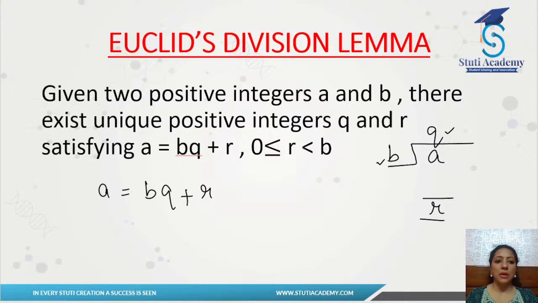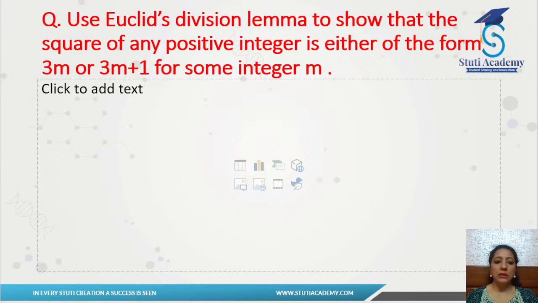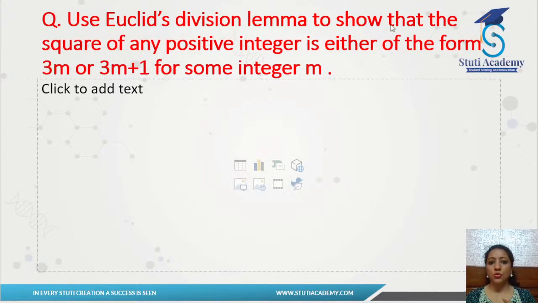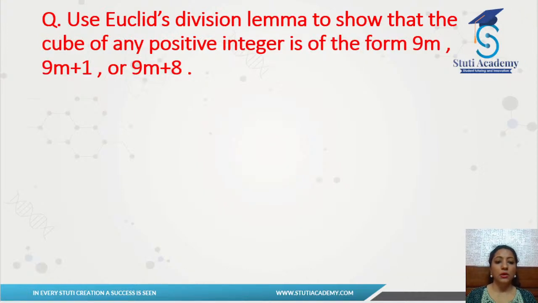Now using this lemma, we have to prove that: use Euclid's division lemma to show that the cube of any positive integer is of the form 9m or 9m plus 1 or 9m plus 8. So we did discuss the square case also: show that the square of any positive integer is either of the form 3m or 3m plus 1 for some integer. Today we are going to do the same for cube.